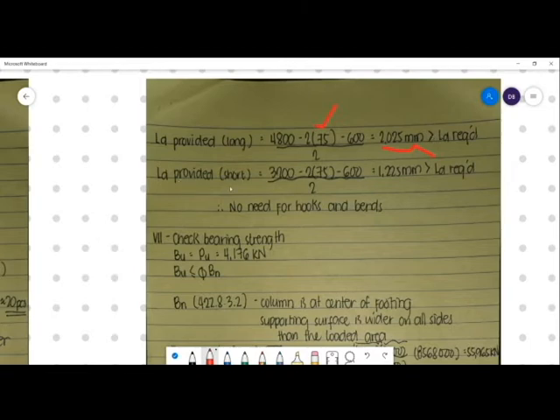For short direction, 3,200 minus 2 times 75 minus 600 over 2, 1,225. Also greater than the LD required, so we don't need any hooks or bends for our rectangular footing. Okay?